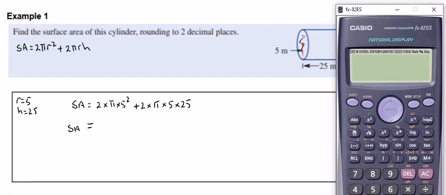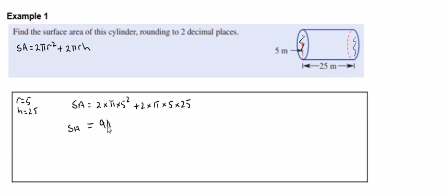So we have 2 times pi times 5 squared plus 2 times pi times 5 times 25 equals 300 pi, which is, to 2 decimal places, 942.48 meters squared.